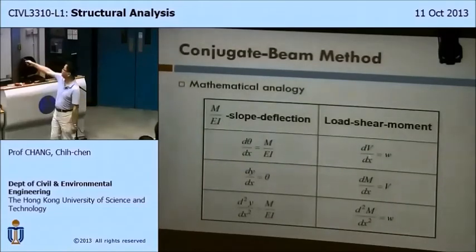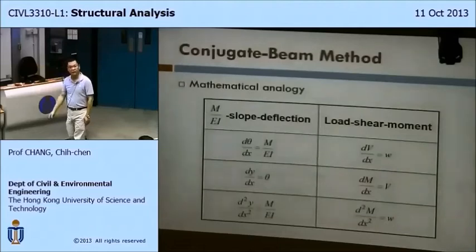We say that the slope of the shear force is equal to the distributed force. The slope of the bending moment is equal to the shear force.